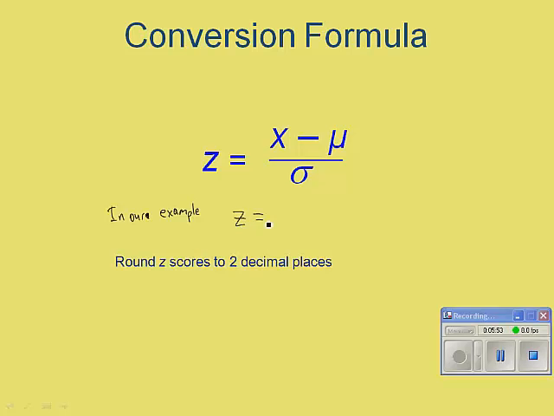Z equals x minus, what can I fill in for mu? 69 over 2.8. Well, yeah, that's a variable. X is a random variable, and Z is the standard random variable. Z is what's called a Z-score.